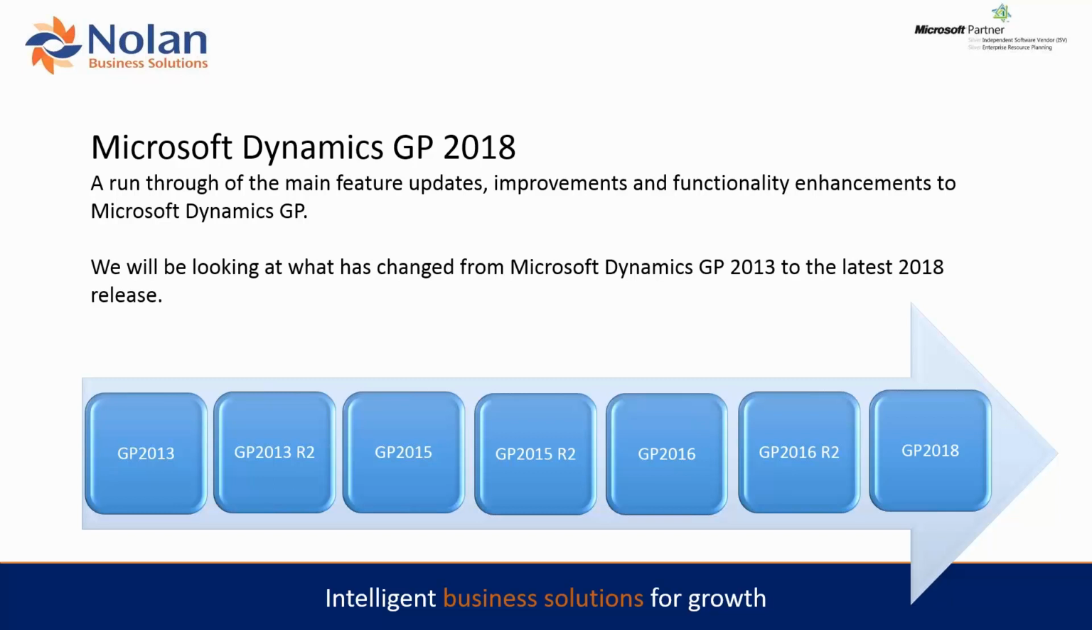latest GP 2018 release. You'll see from the graphic on your screen that GP 2013 came out and we had a second release, an R2 release of 2013, around about 2014. 2015 was the next release with a R2, 2016 with an R2 release. Microsoft have now gone back to one release per year, so the latest release, which came out beginning of this year, is Dynamics GP 2018.